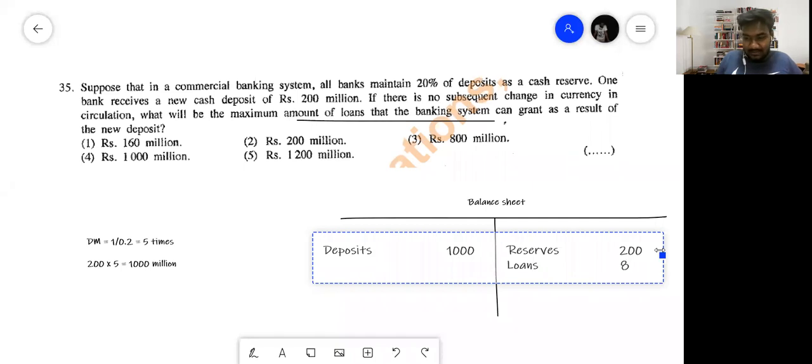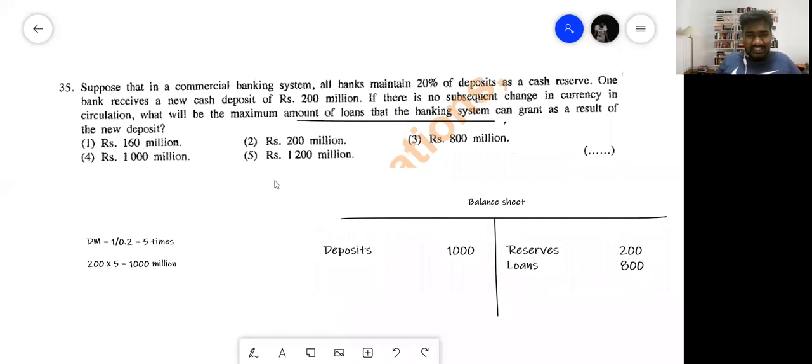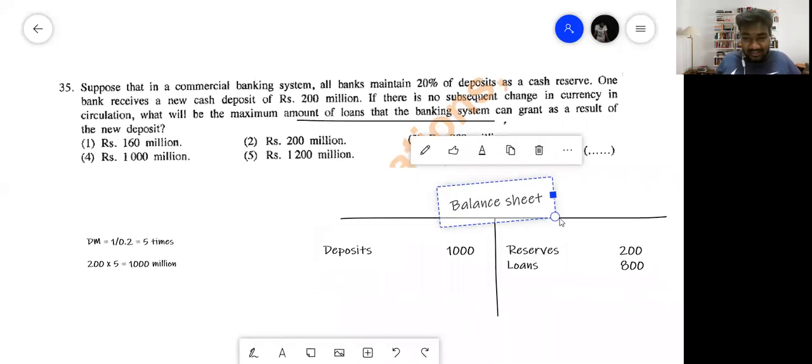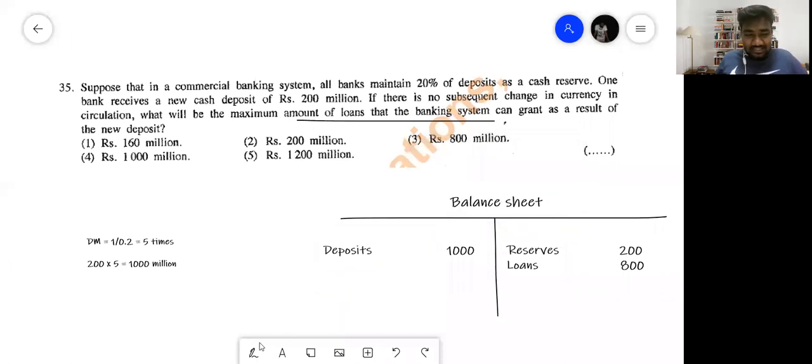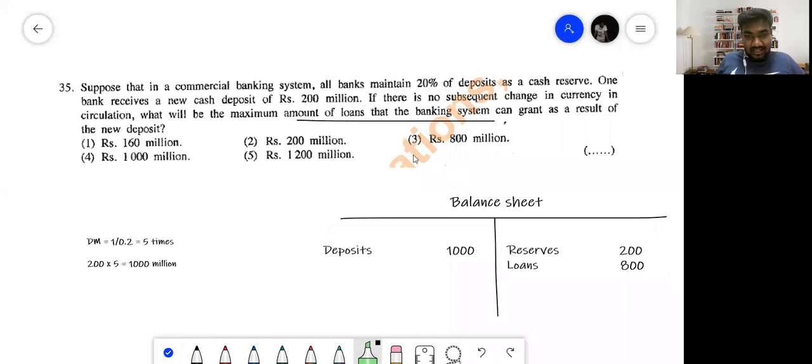Okay. Again, a very easy question. Guys, these MCQs are not hard, right? Don't think too much. It's actually a very easy thing. If you look at the past papers, you see that the same question only they ask in different way. So the answer here, the maximum amount of loans is 800.